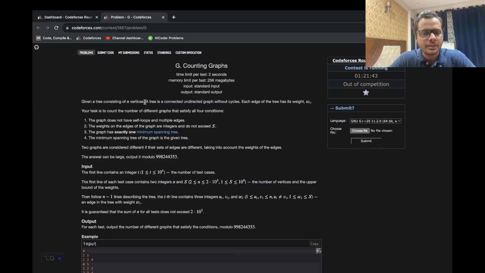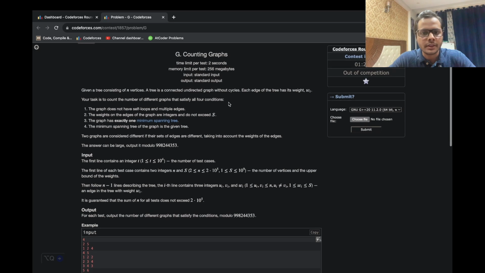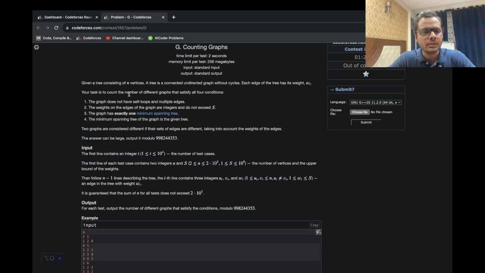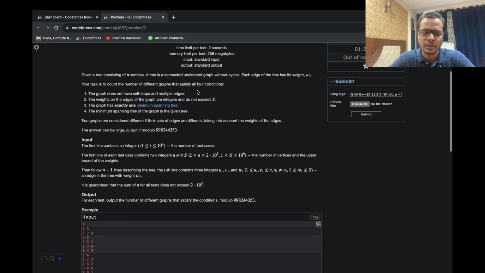So given a tree consisting of n vertices, a tree is, I know what a tree is. Each edge has a weight wi. Your task is to count the number of different graphs that satisfy all the 4 conditions. The graph does not have self loops and multiple edges. The weights on the edges of the graph are integers and do not exceed the number s. Okay. The graph has exactly one minimum spanning tree. The minimum spanning tree of the graph is the given tree.